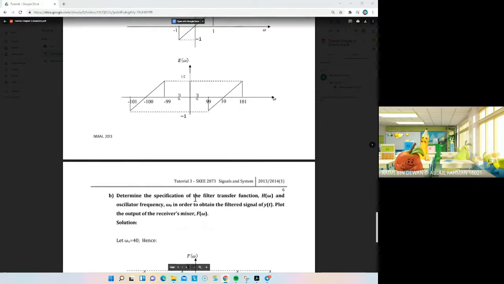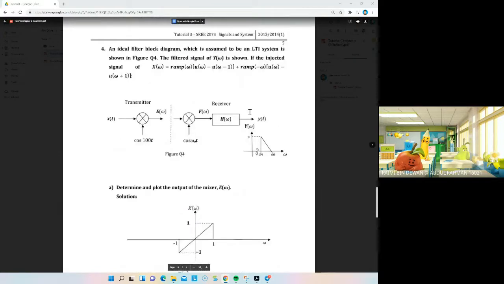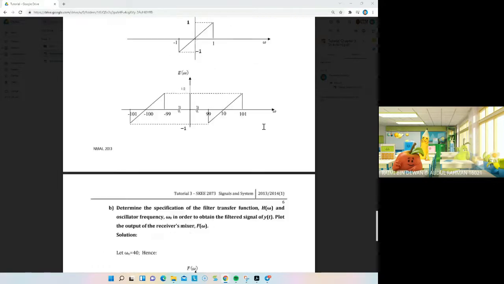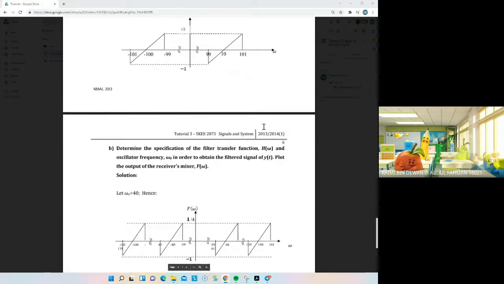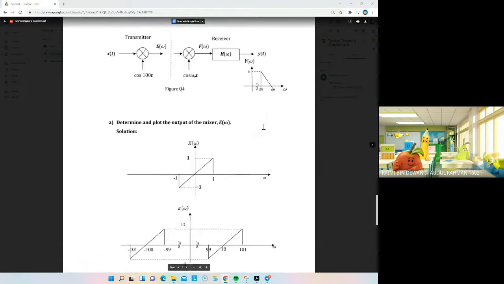And then in order to obtain the filtered signal y(t), so this is your y(t), and this is actually Y omega in the frequency domain. Plot the output of the receiver mixer F omega.